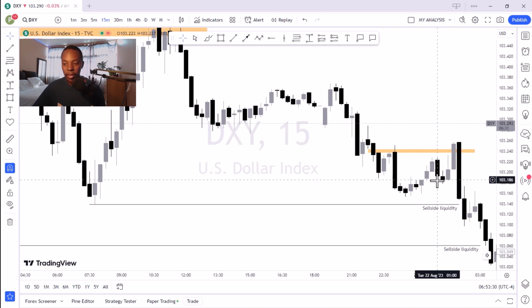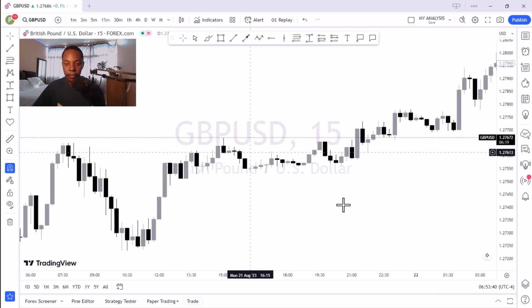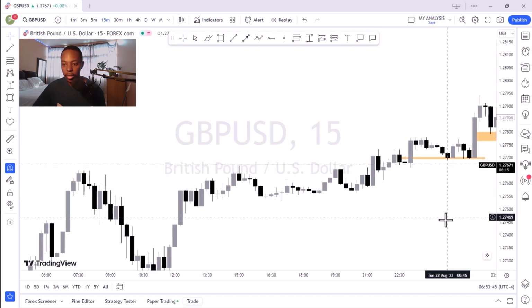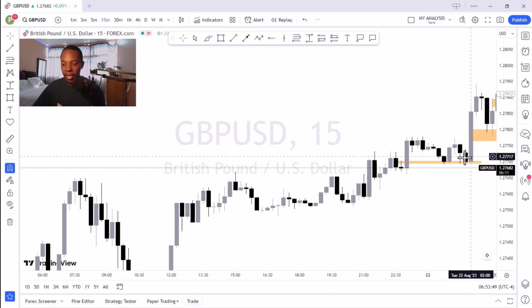I went to the GBP USD. That was the first trade of the day. I took a buy on the GBP USD. We were here in the morning, around the same time when that dollar index dipped into that CB. So I did take buys here.